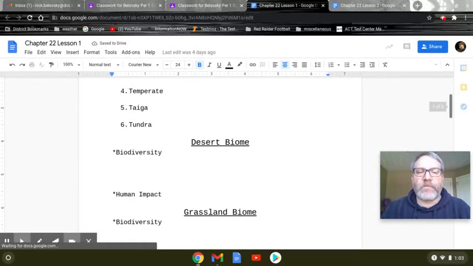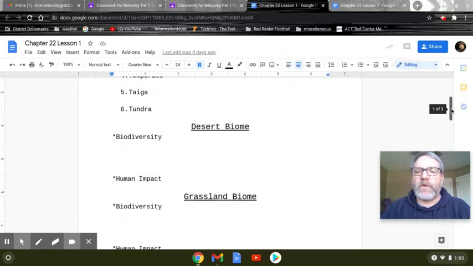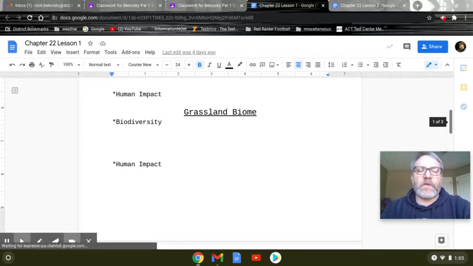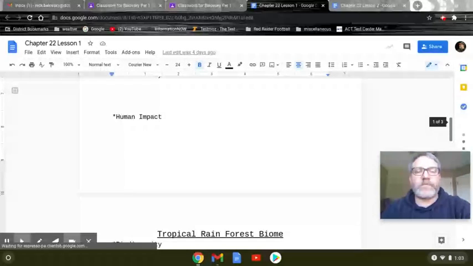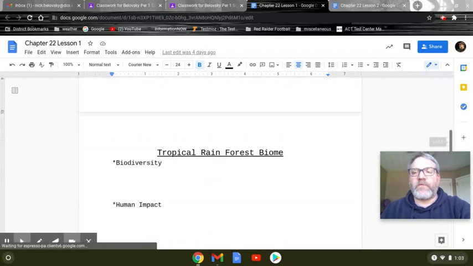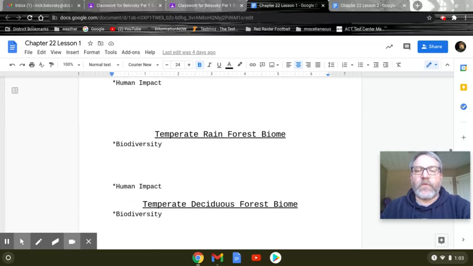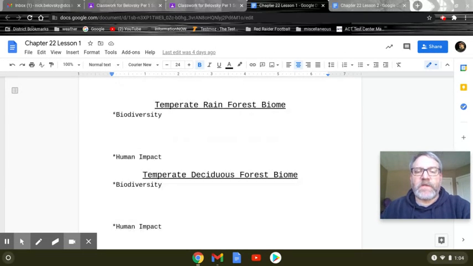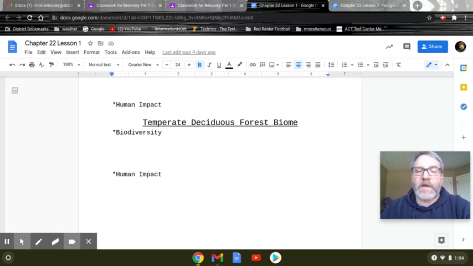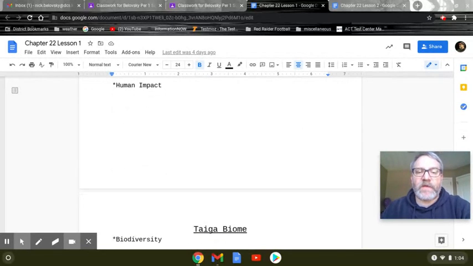For desert biome, you need to have 2 biodiversities, one plant, one animal, and human impact. For grassland biome, you need 2 biodiversities, something about plants, something about animals, and one human impact. For tropical rainforests, 2 biodiversities, once again one plant, one animal, and one human impact. For temperate rainforest biome, 1 plant, 1 animal, 1 human impact. For the temperate deciduous forest biome, 1 plant, 1 animal biodiversity, and 1 human impact as well.